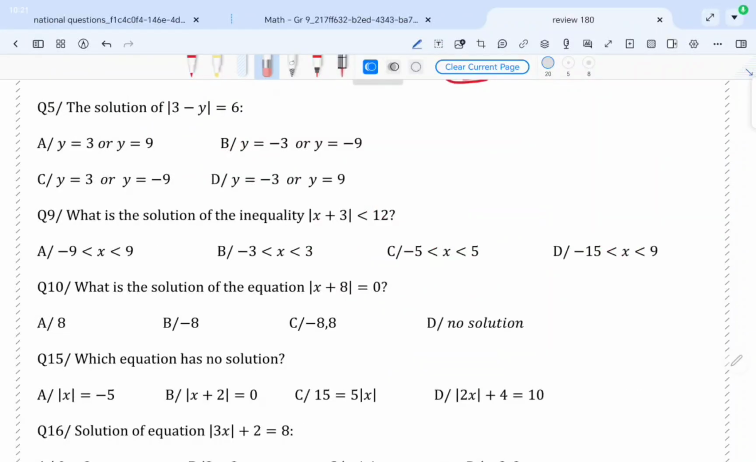In this question we have the absolute value of 3 minus y equals 6.